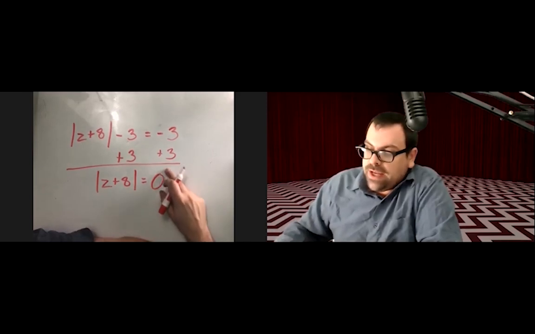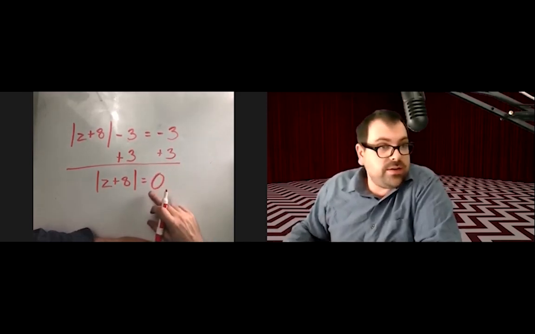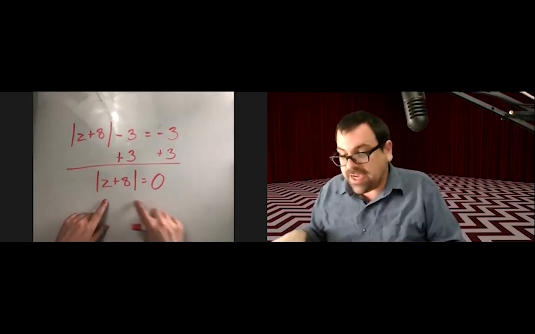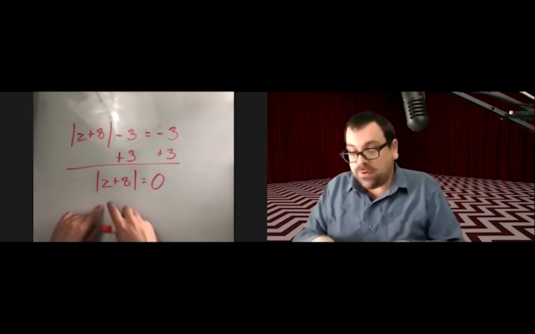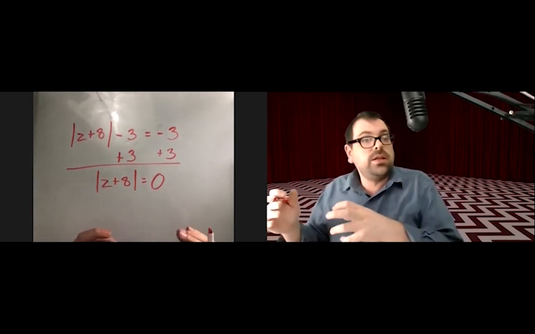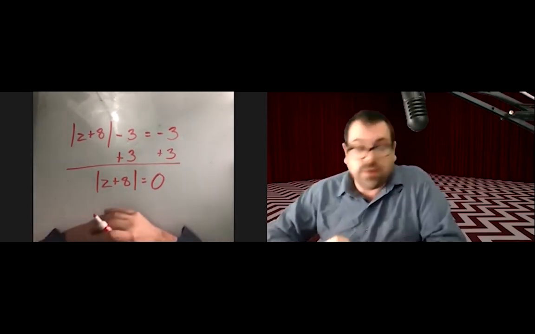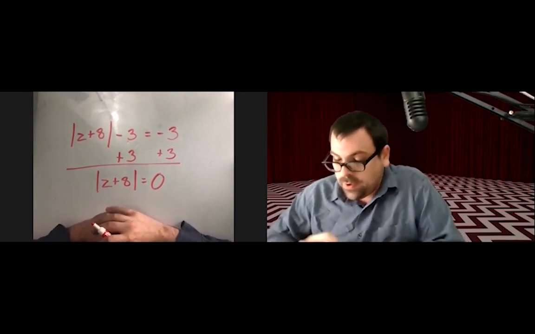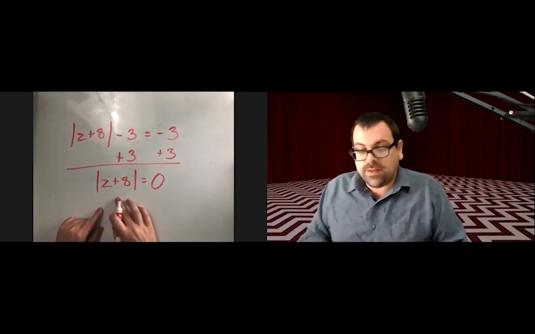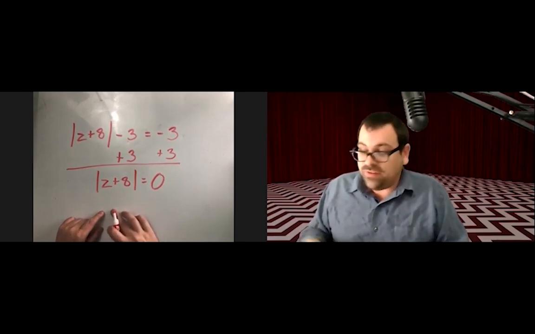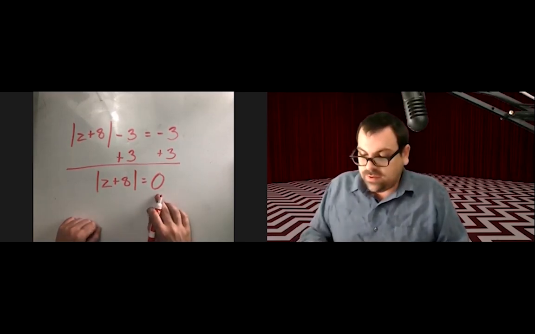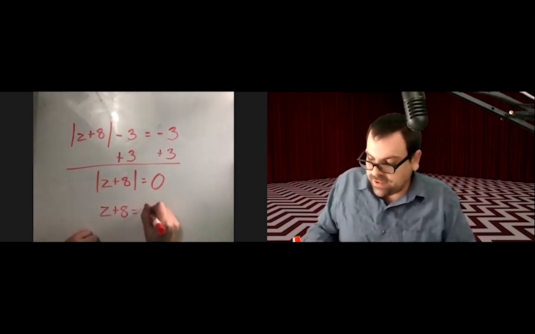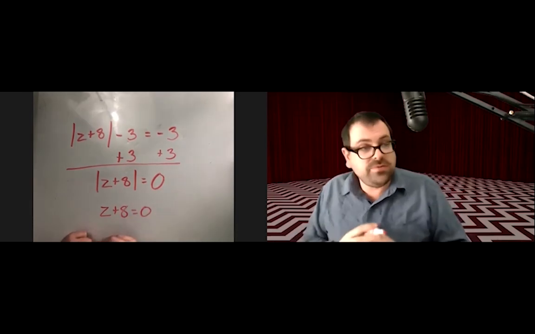What does it mean when we have 0 on the other side? Normally, if we had a positive number here, the stuff inside would either equal that positive number, or the stuff inside would equal the negative version of that number. But what is the number that the absolute value of is 0? The stuff inside here, z plus 8, must be 0, because the absolute value of 0 is 0.